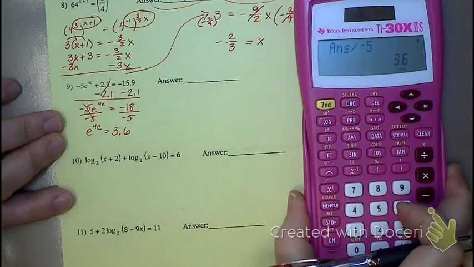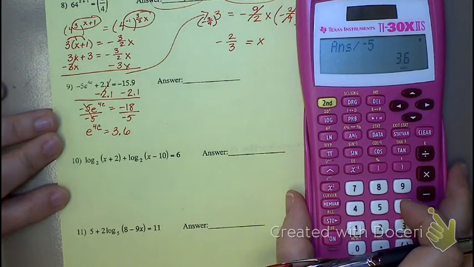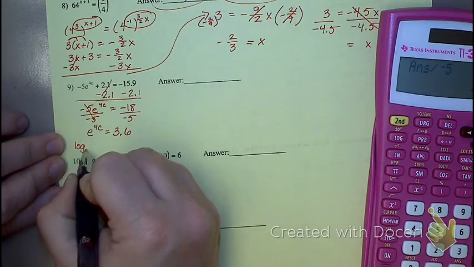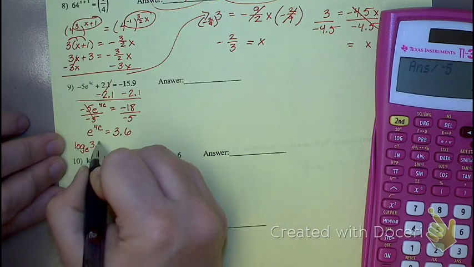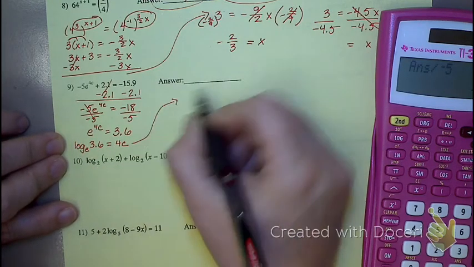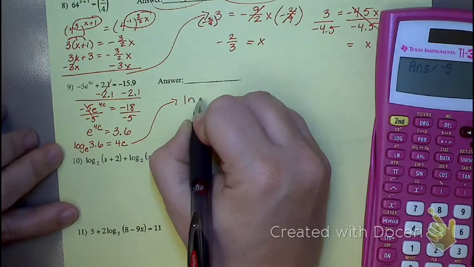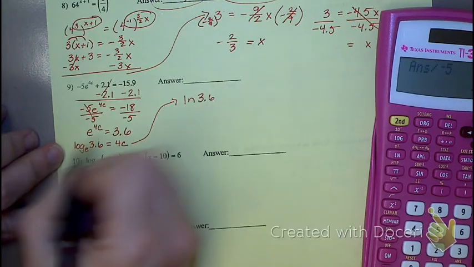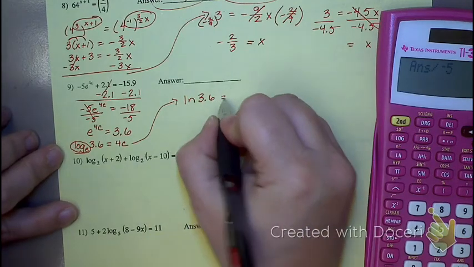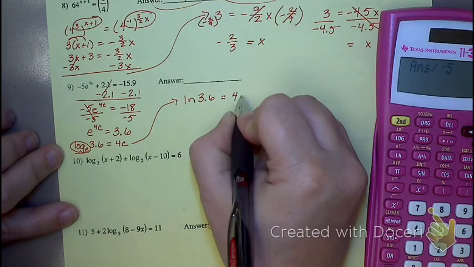Okay, now I'm going to convert to log form. Log form would be log base e of 3.6 is equal to 4c. We do not write log base e though. We say ln of 3.6. We don't write log base e. That means ln. So ln of 3.6 is equal to 4c.